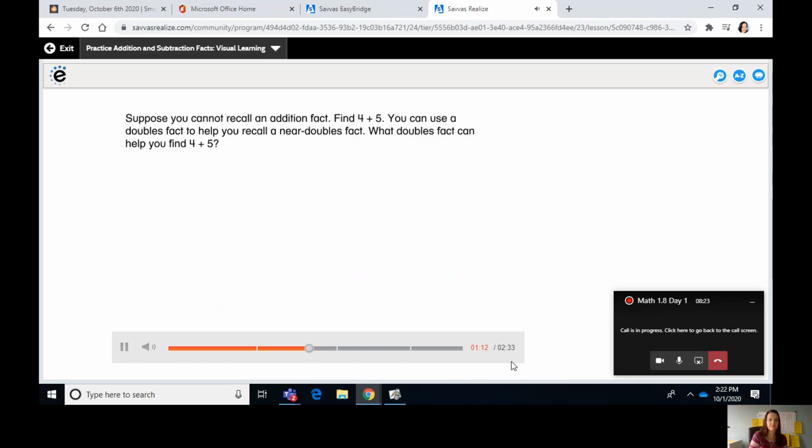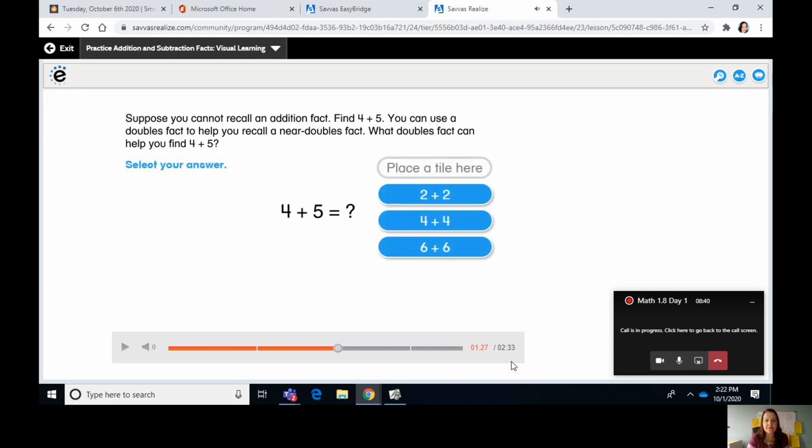Suppose you cannot recall an addition fact. Find 4 plus 5. You can use a doubles fact to help you recall a near doubles fact. What doubles fact can help you find 4 plus 5? Select your answer.